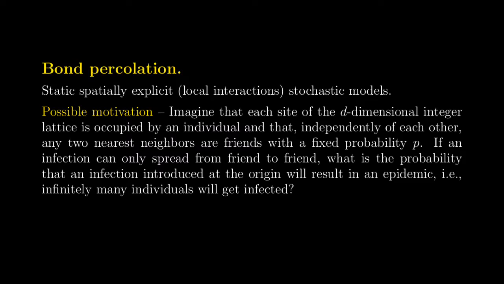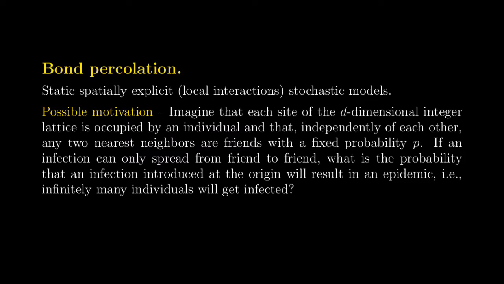Let's assume that all the vertices of the graph, so the general d-dimensional integer lattice, are occupied by exactly 1 individual, and also assume that any 2 neighbors on this grid, meaning any 2 individuals connected by an edge, are going to be friends with a fixed probability p. We also assume that friendship relationships are independent across the grid.